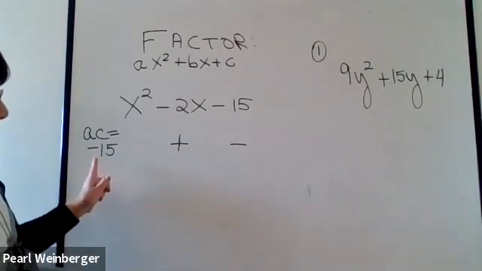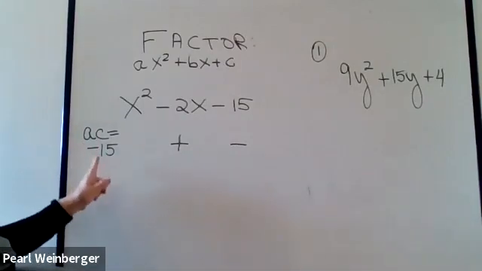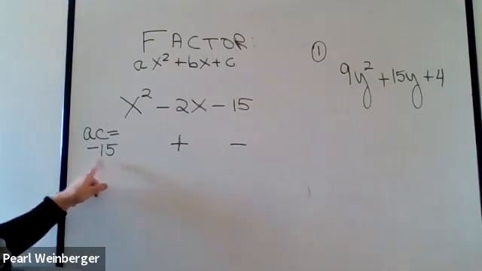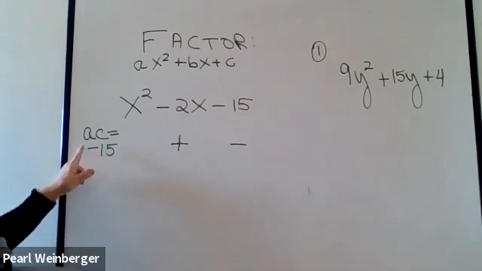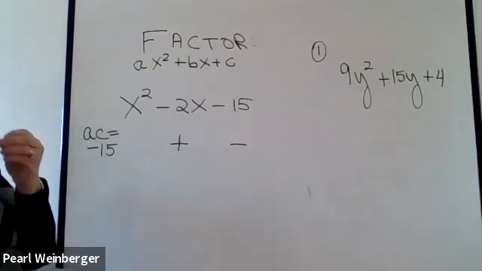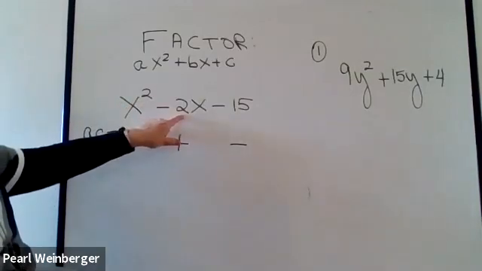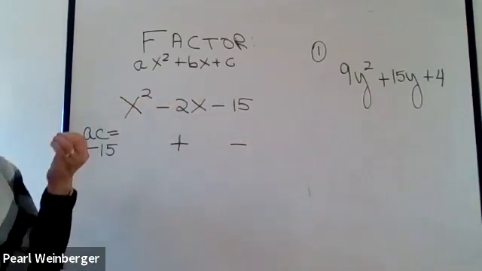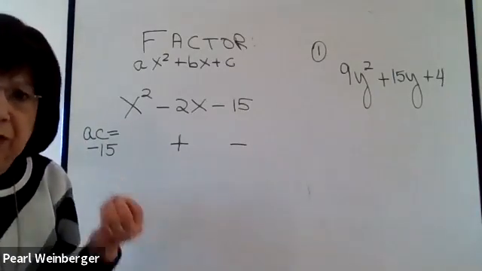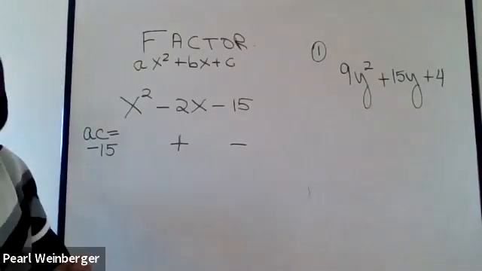On top of that, you are now looking for 2 numbers that are going to multiply to 15. But since this is negative, they have to subtract. The sign tells you what operation you're going to do. You have to subtract to get this number. What numbers multiply to 15, but when you subtract them, give you 2?